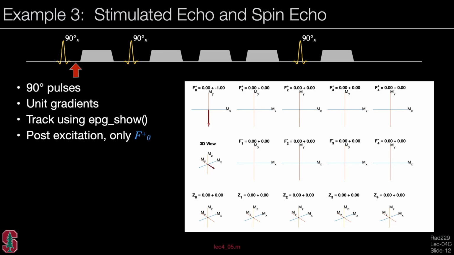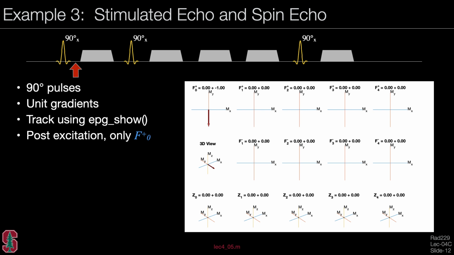Now let's look at another example. This is a combination of a stimulated echo and a spin echo, and this is a bit of a mystery on what these terms mean. So I'm going to state that a spin echo is when the magnetization remains transverse, but is refocused. And a stimulated echo is when the magnetization passes through a longitudinal state.